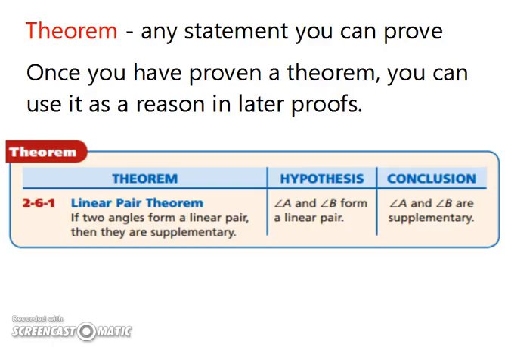A theorem is any statement you can prove. Once you have proven a theorem, you can use it as a reason in later proofs. So the linear pair theorem: if two angles form a linear pair, then they are supplementary. So your hypothesis, if angle A and angle B form a linear pair, then angle A and angle B are supplementary.